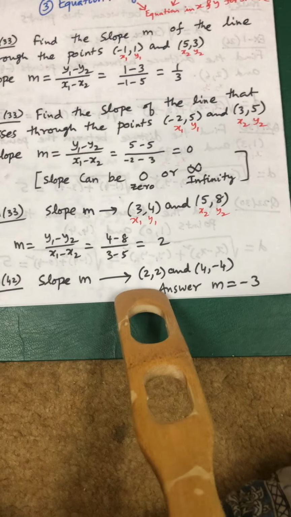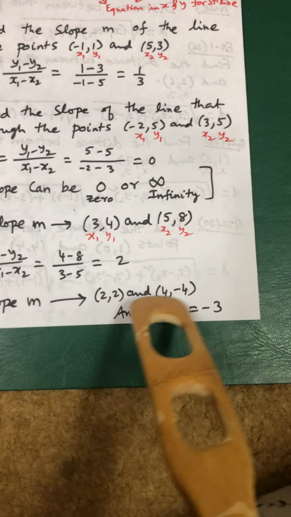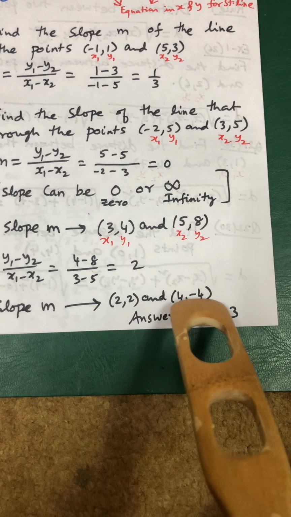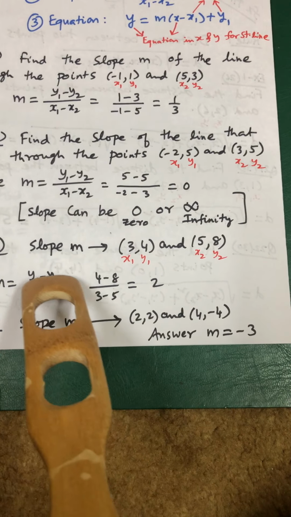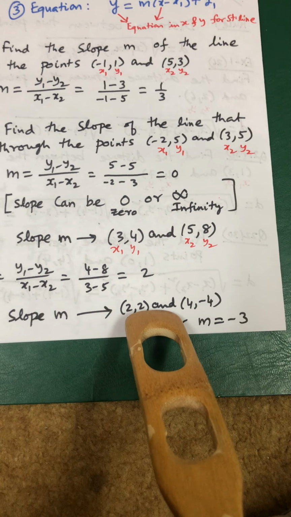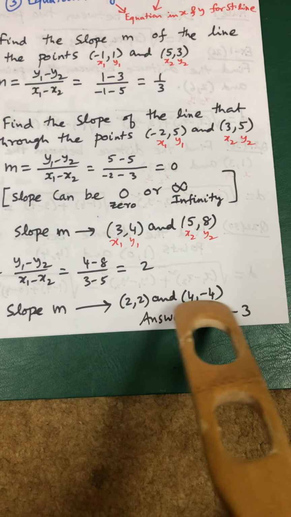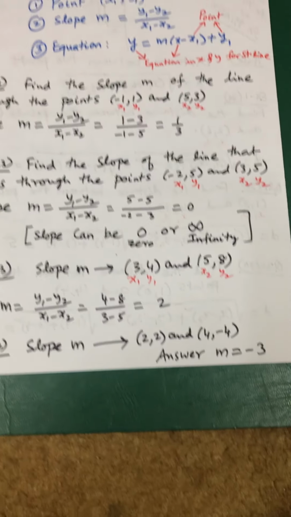One more question. Slope m for the points (2, 2) and (4, minus 4). Here x is 2, here x is 4. Here y is 2 and y is minus 4. Use the formula y1 minus y2 over x1 minus x2. That is 2 minus minus 4, which is 2 plus 4, over 2 minus 4. You will get minus 3 directly.